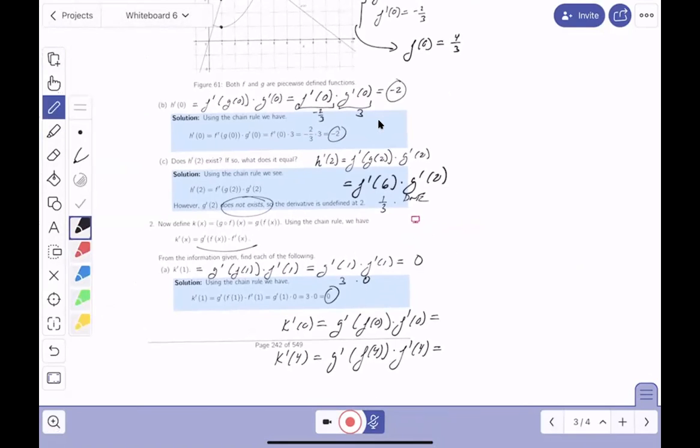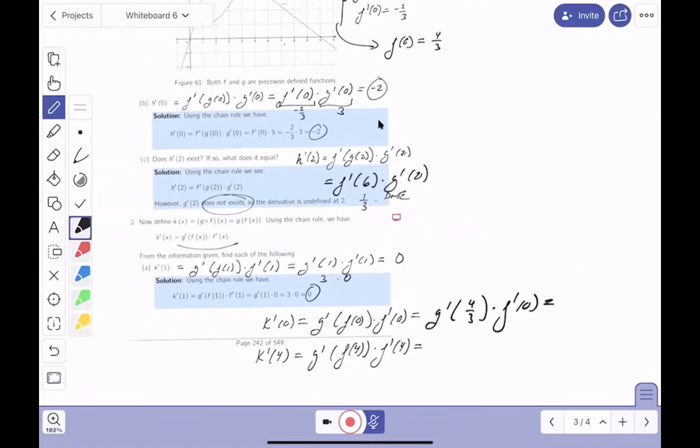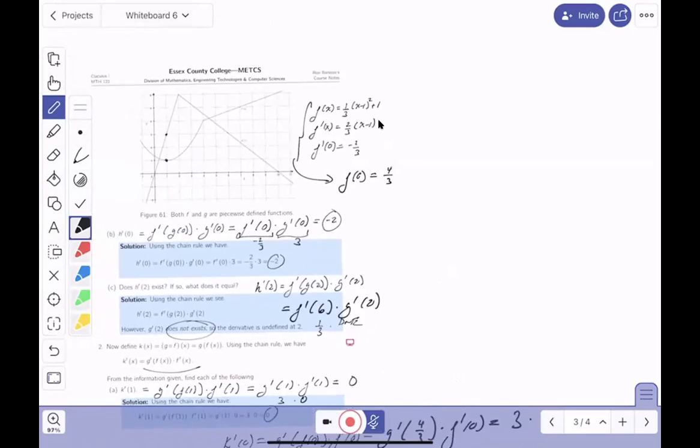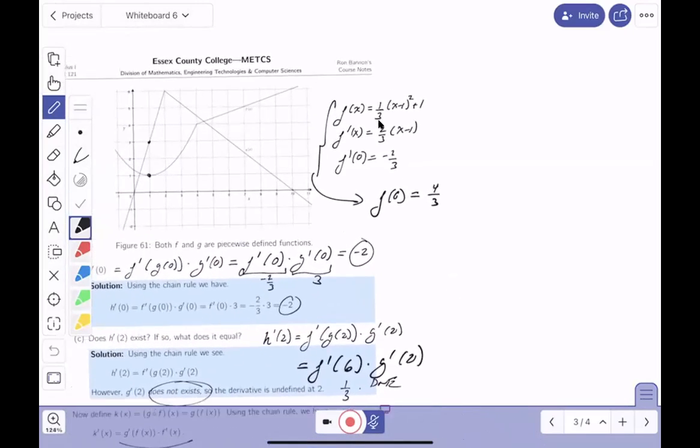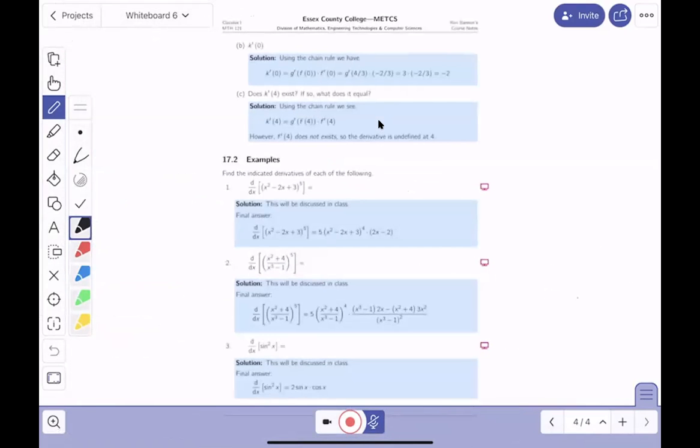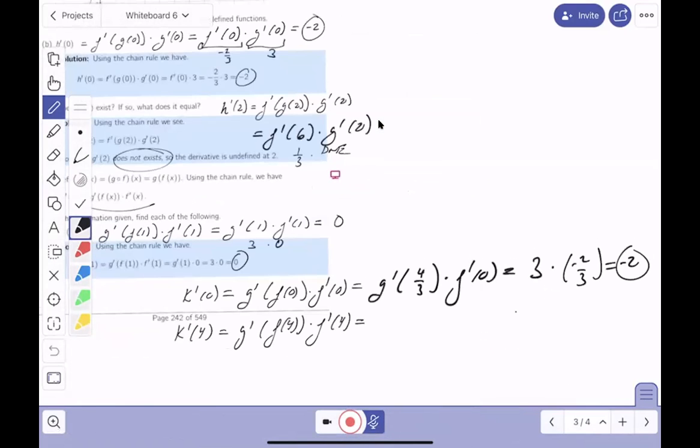So it's g prime of f of 0, which is 4/3, times f prime of 0. And then we did g prime of 4/3 was going to be 3. And then f prime of 0. That'd be minus 2/3. Minus 2. Let's see how we did. Next page. Minus 2. Let's do the next one.